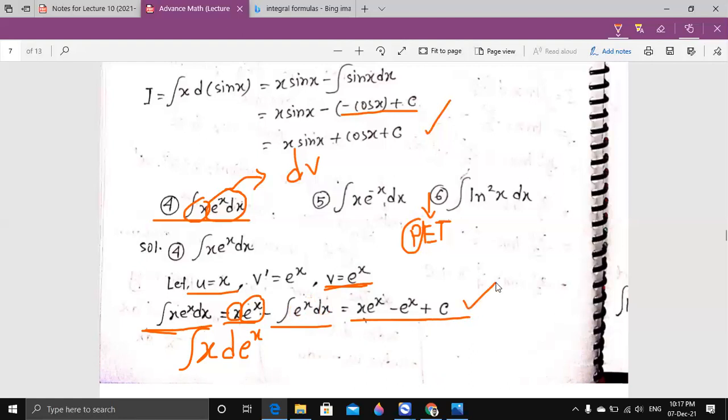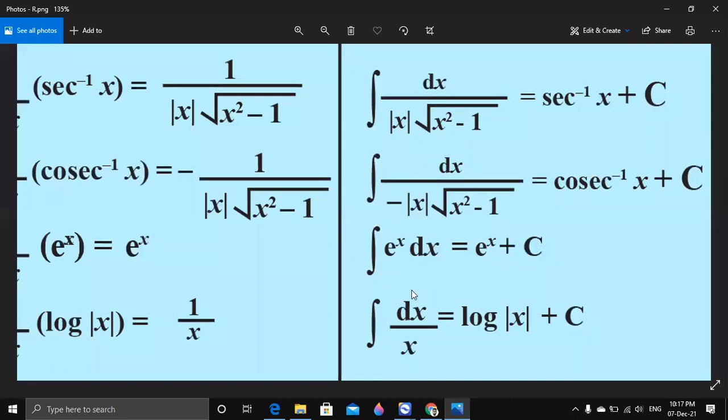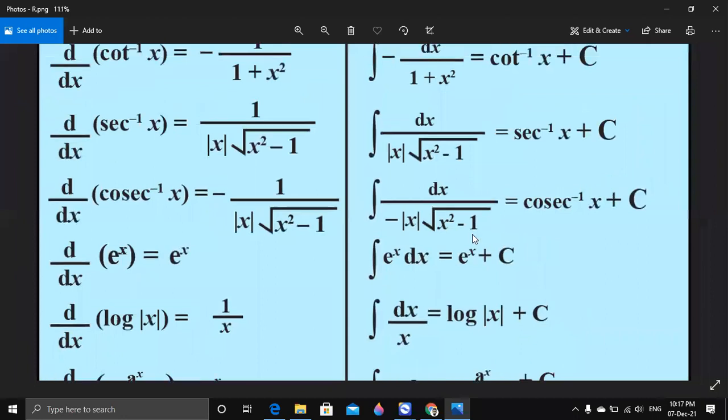How can you get it? Sorry, I can't understand the last part. How do we get it from the e to the power x dx result? e to the power x plus c. Oh, okay. So here is the formula: the integration of e to the power x dx is equal to e to the power x plus c. This is the basic formula.